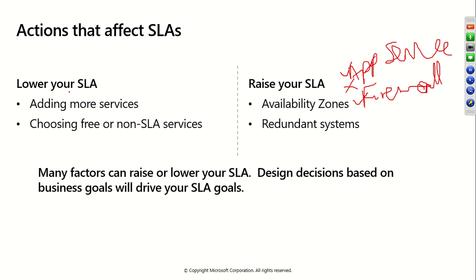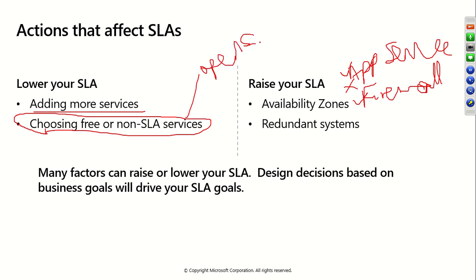How can you lower your SLA? You can lower your SLA as you add more services. The SLA will be lower because you are now mixing the one of 99.9 with the one of 99. You can also choose free or non-SLA services. There are some services that are free, that is, no SLA. Microsoft is not promising you anything. Why? Because maybe the service is an open source application. They can't promise you anything on that one. For such services, there will be no SLA.